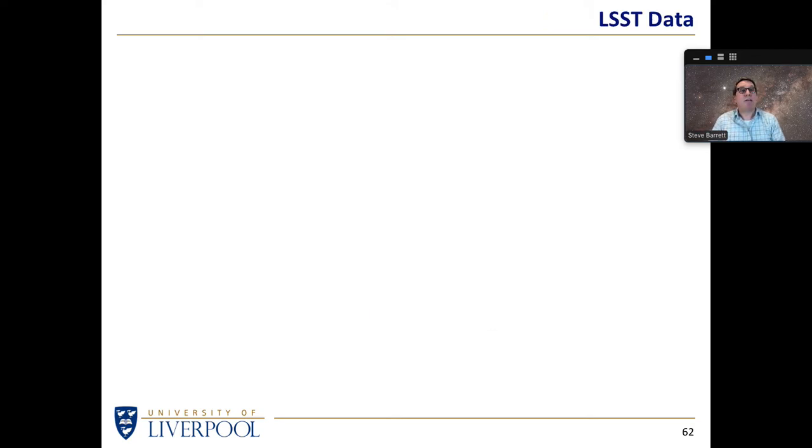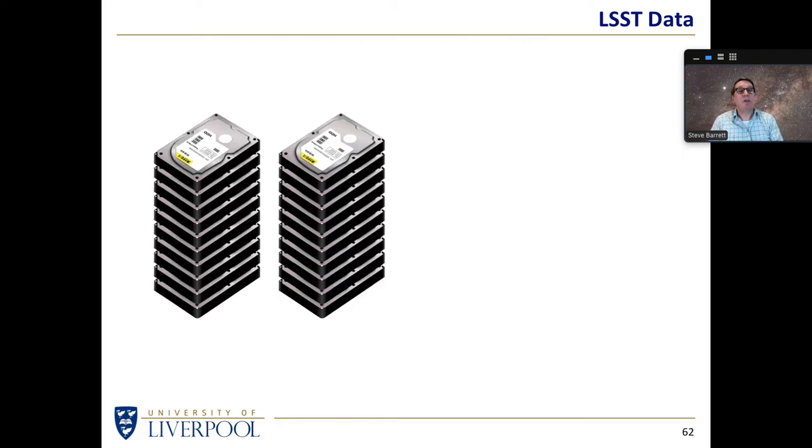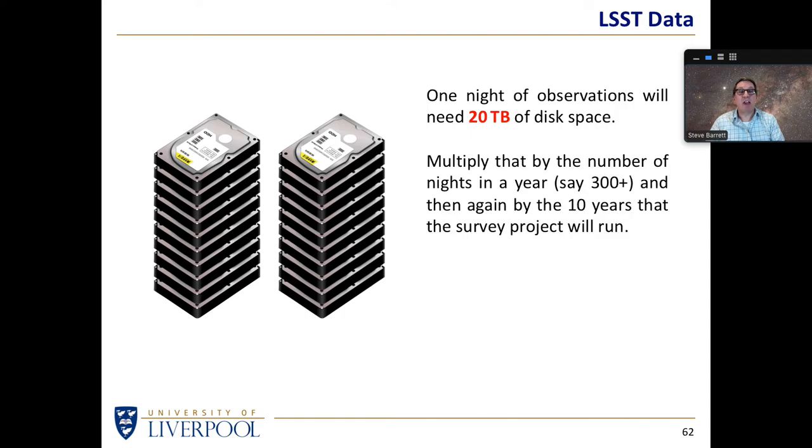But even that is a tough ask, because if we think about what the LSST is going to be doing, one night of observations will produce enough data to fill 20 terabyte disks. And in Chile, it's probably going to be clear most nights of the year. So let's say we multiply that by 300 or more clear nights in a year, and it runs for 10 years. So how many disks are we going to need?